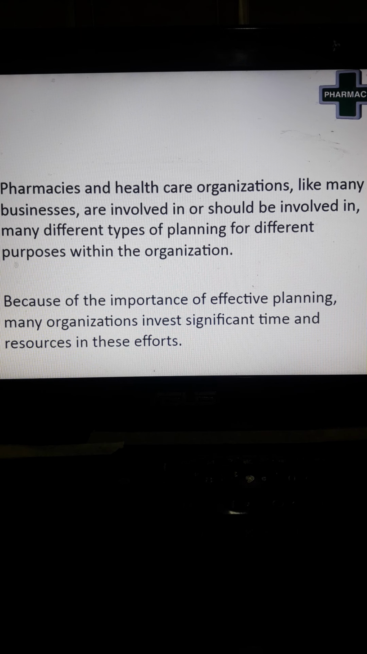So there is a lot of planning. You have to plan, assess. Planning is based on examining or assessment of the employees or assessment of the entire organization, in order to come up with a plan which will sustain the business and give more profit. Okay, because of the importance of effective planning, many organizations invest significant time and resources in this effort. So you have investment in order that the organization will be successful.